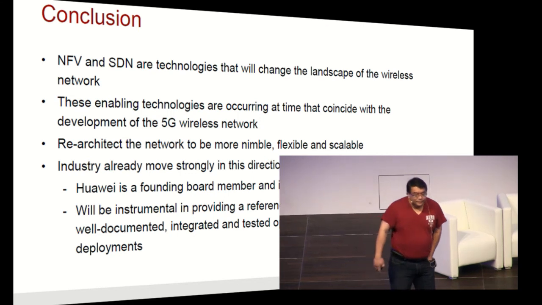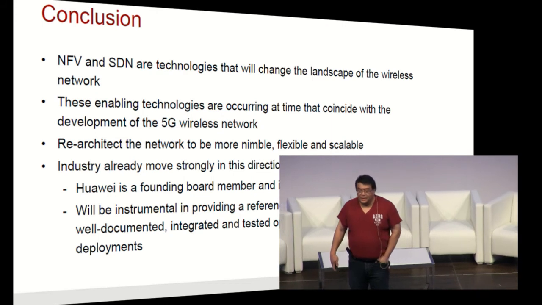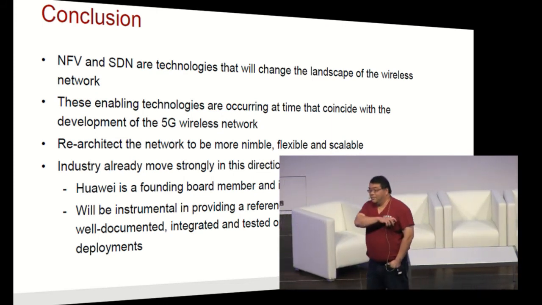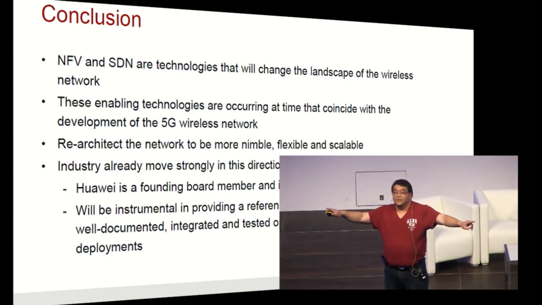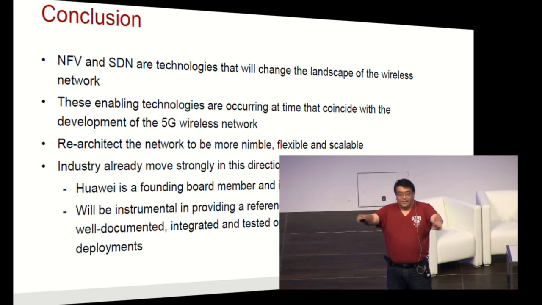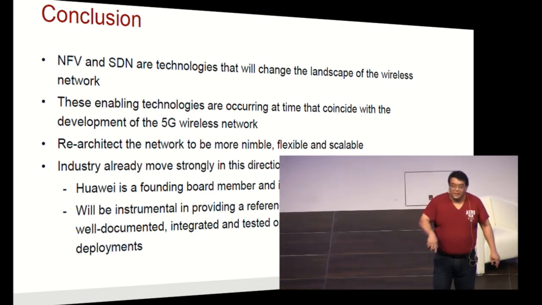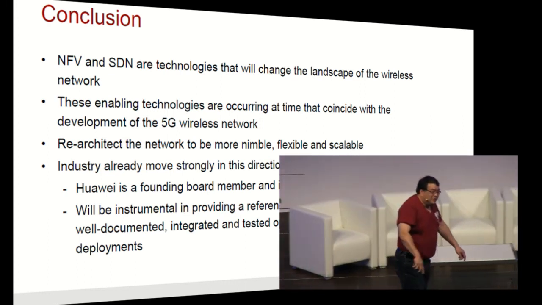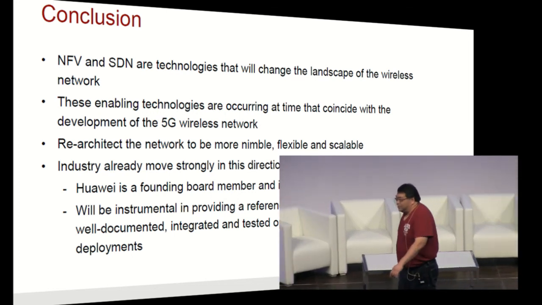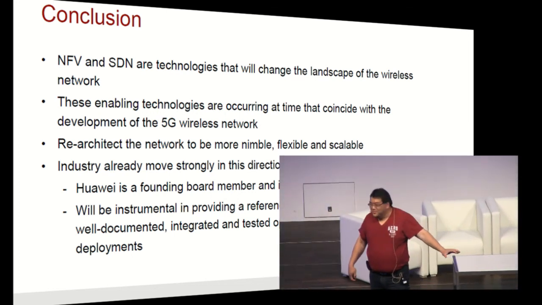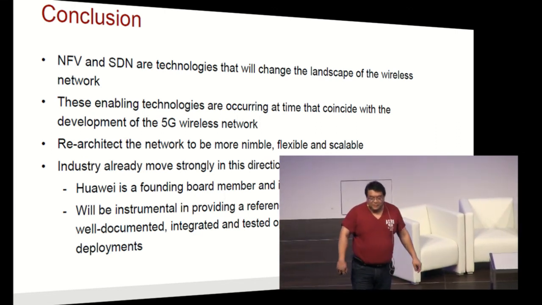All right, so basically, in conclusion, we think that NFV and SDN are technologies that will completely change the landscape. But I want to say it is not a destination. NFV and SDN are just technologies. The destination is the re-architecture of the EPC that has not changed since GSM days. That's more than 20 years ago. So this is the biggest thing that will hit the mobile core in 20 years.